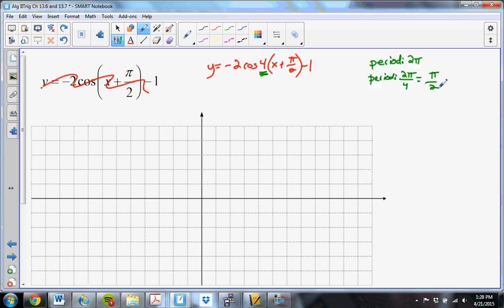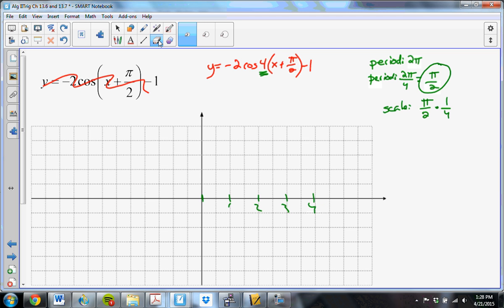To find your scale, this is the best little trick I have. Remember how we've always put down 5 hashes? That really means I would take this pi over 2 and, to find my scale, divide it by 4, or multiply it by 1/4, because from the first point you're adding 4 spaces. If there are 5 spaces, you divide by 4 because you're taking 4 steps. So I'm going to count by pi over 8s. My scale is going to be pi over 8.